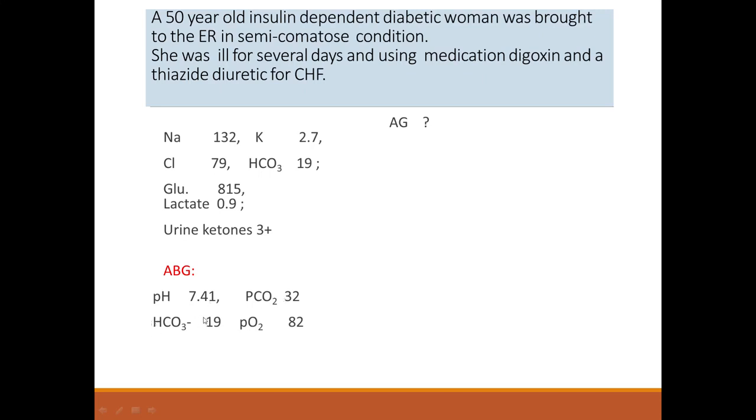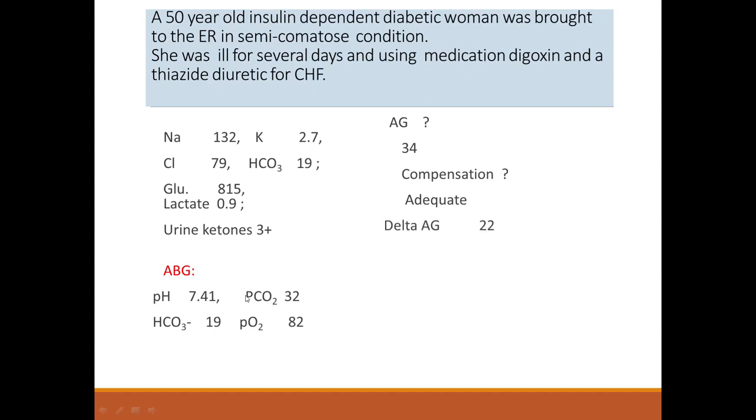PCO2 32 and bicarb 19. It's not that much deranged, but these being in opposite direction, then the PCO2 becomes normal. But is it adequately in opposite direction? Let's see. The anion gap is 34, and the compensation is almost adequate by using the Winter formula.